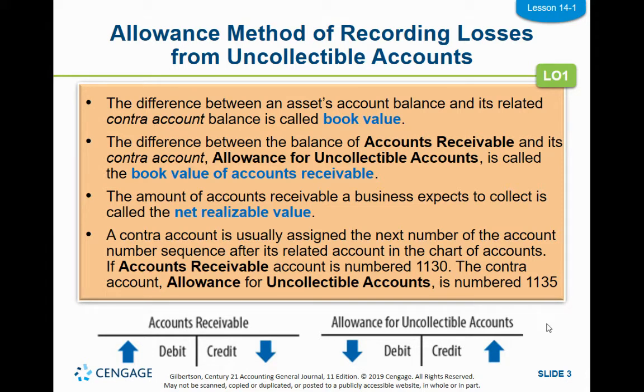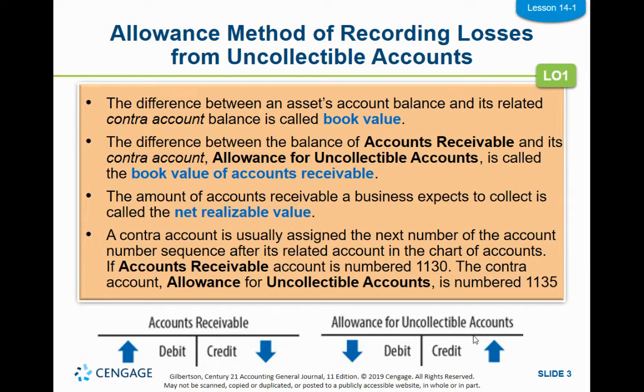So some vocab here. Book value. Book value is the difference between the asset account balance and the related contra account. So if you have a $500,000 balance in accounts receivable and you have a $100,000 balance in allowance for uncollectible accounts, you subtract those, your book value would be $400,000. And then the difference between the balance of accounts receivable and the allowance for uncollectible accounts, we refer to that as book value of accounts receivable, which is what we're dealing with in this chapter. There's book value of other things, but this is going to be accounts receivable.